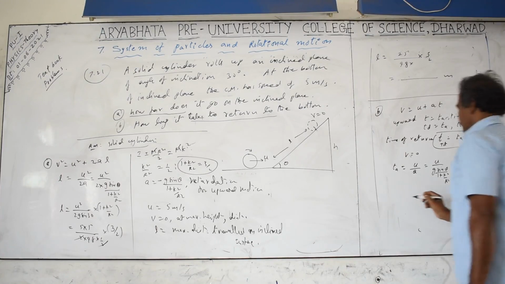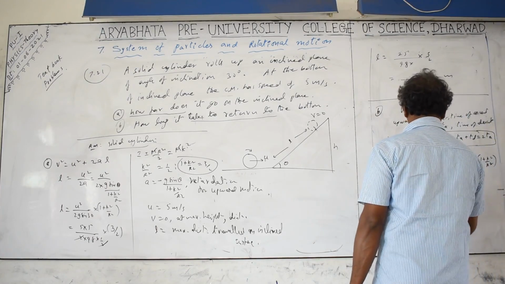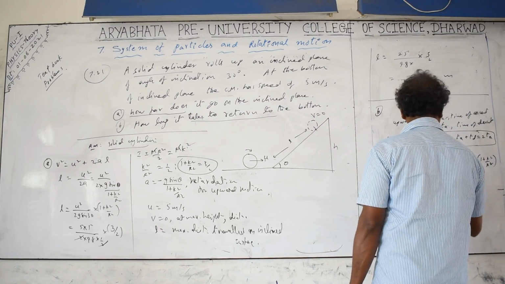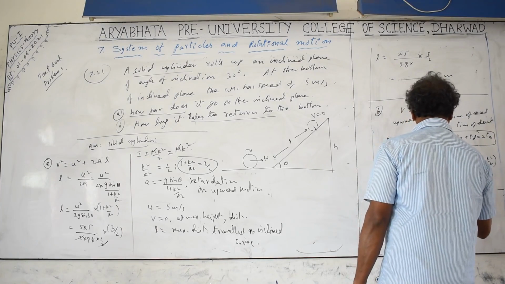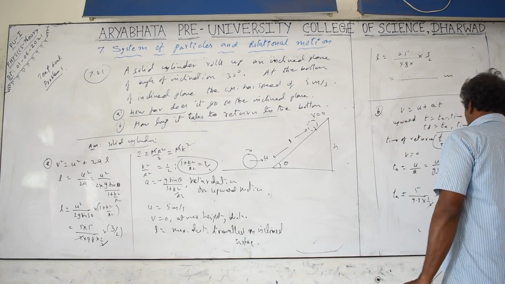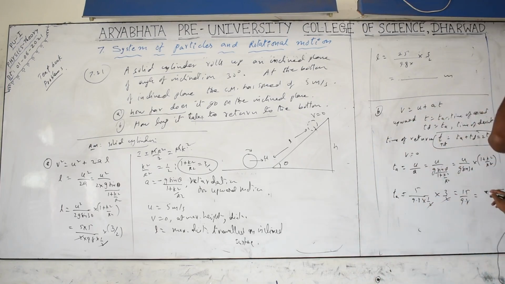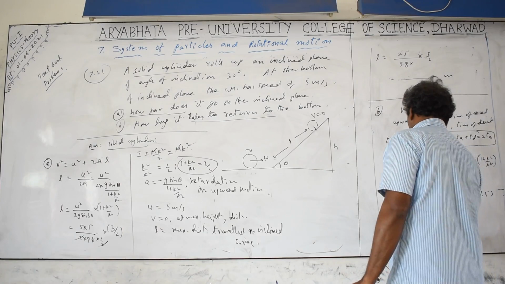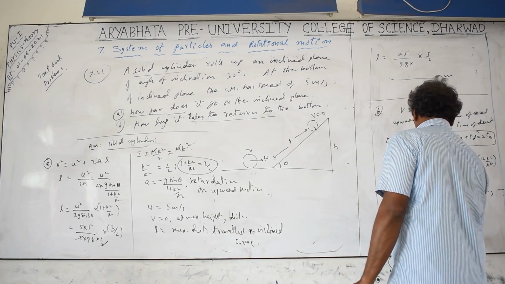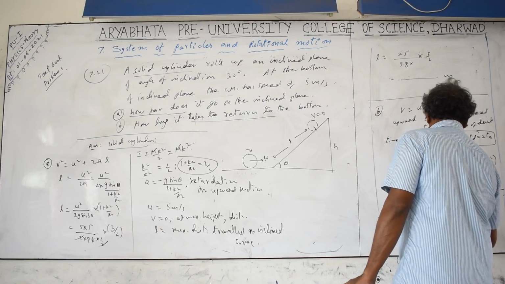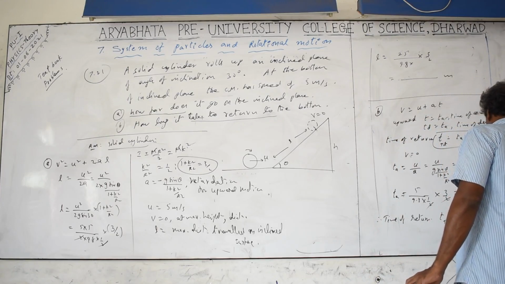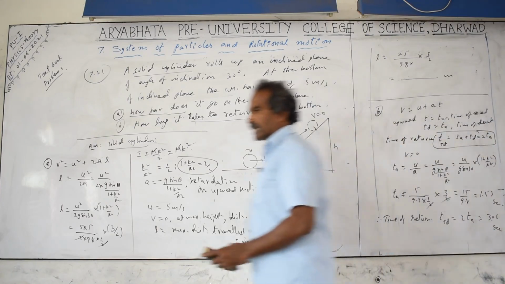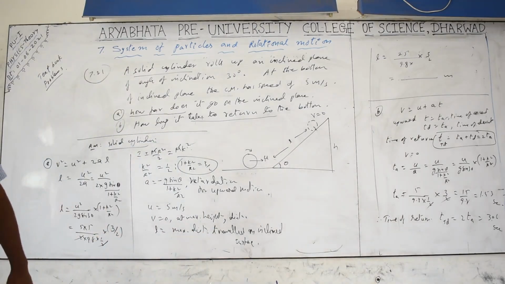which is 3 by 2. Time of ascent is equal to 5 by g, 9.8 into sin 30, which is half, into 3 by 2. The 2 cancels, the result is 15 by 9.8, which is equal to 1.53 I think. Therefore time of return, total time, equals 2 times that, which is 3.06 seconds. That I will check up, the calculations. You also verify the calculations of the last step.